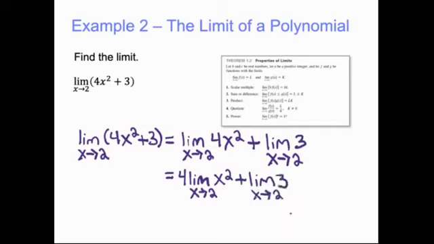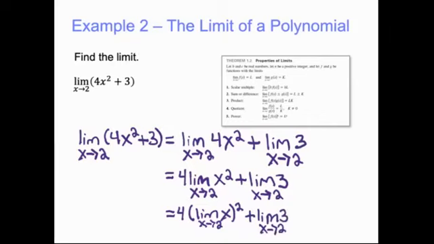And then we can use property 5 so that we have 4 times the limit as x approaches 2 of x squared plus the limit as x approaches 2 of 3. And so for both of the limits that we have, we can use direct substitution. For the first one, we have 4 times the limit as x approaches 2 of x, which is the identity function. We know that that's going to be equal to 2, so we can substitute 2 in there.